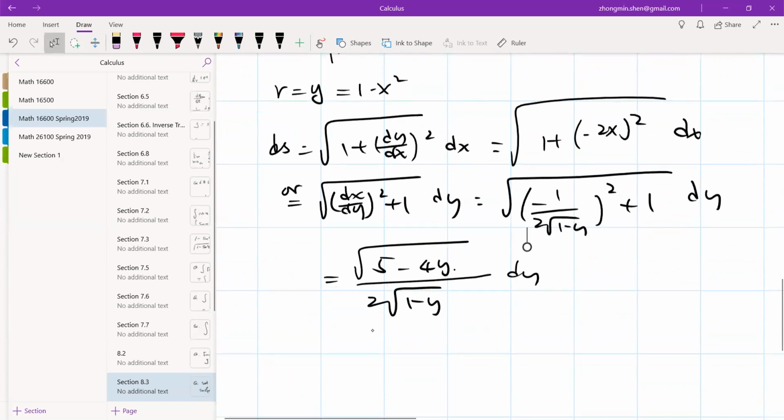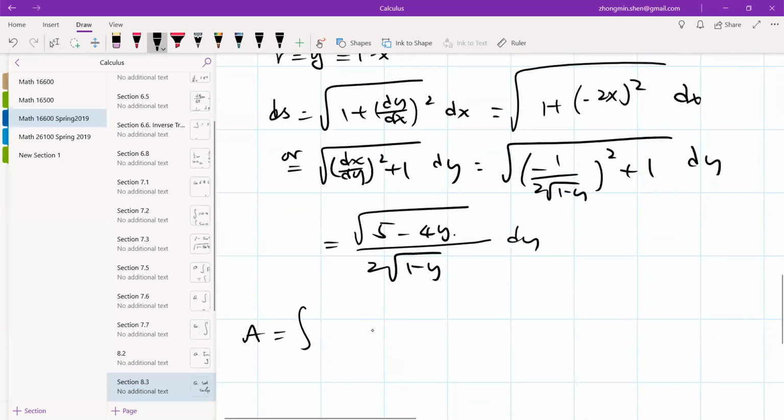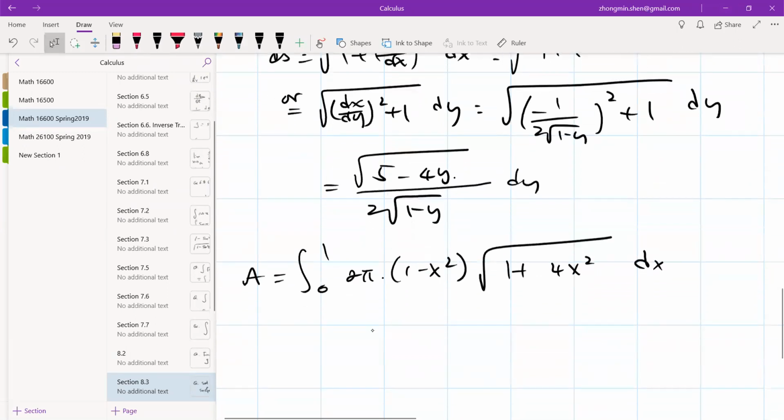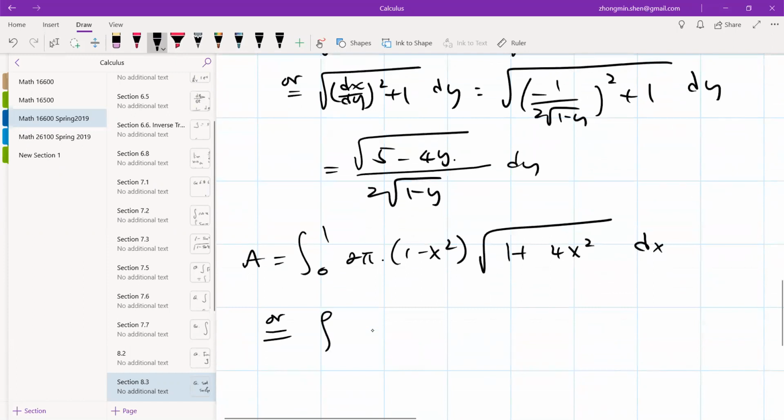So now the surface area, if you use x variable from 0 to 1, 2 pi, everything should be expressed in terms of x. Then r is going to be 1 minus x squared. Okay, that's the integral, or it is the integral for y and the ds. ds is square root of 5 minus 4y, 2 square minus 1y, dy.